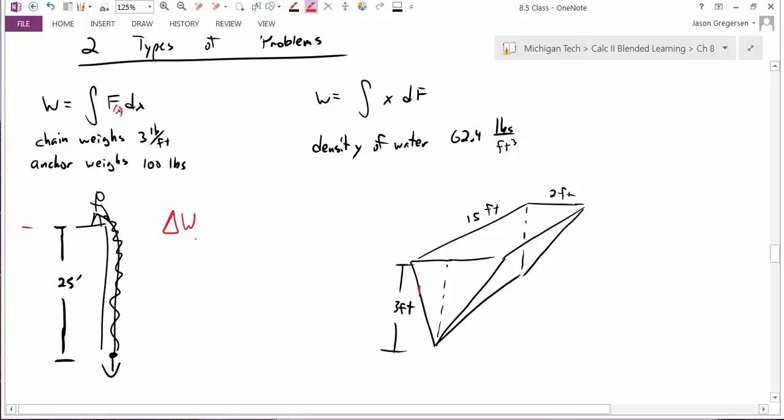So our work is really force times distance, which is the weight of this thing times the distance. So we've got to figure out how much weight he's pulling up. It looks like there's an anchor at the bottom here. That's going to give us a standard 100 pounds. And after that, that chain weighs 3 pounds per foot.